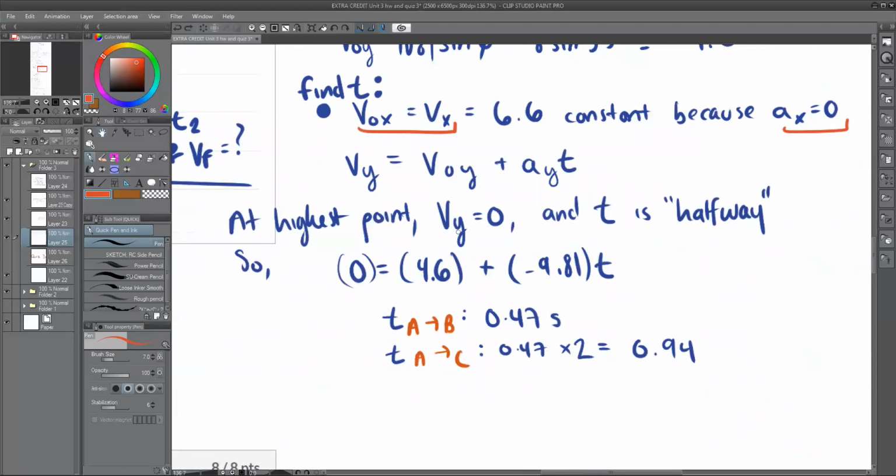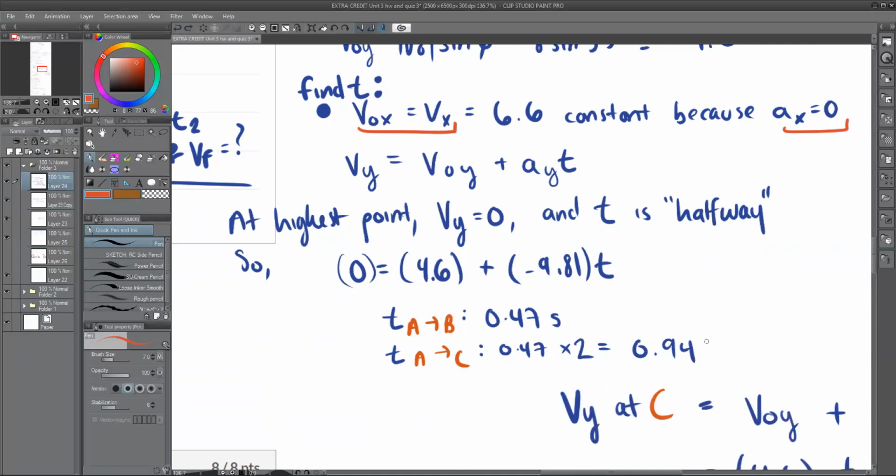So at the highest point, Vy is equal to 0. So you plug in your Vy over here, you plug in the V0y that you calculated, you plug in gravity, and you solve for t. So the t from A to B is 0.47 seconds, and t from A to C is the same thing but times 2. So it's the full length of the parabola.